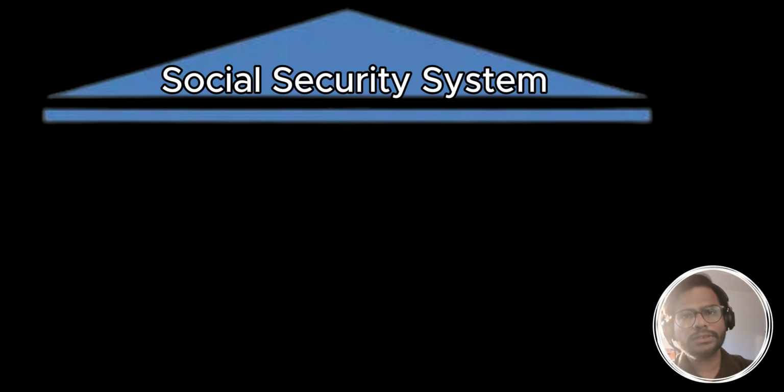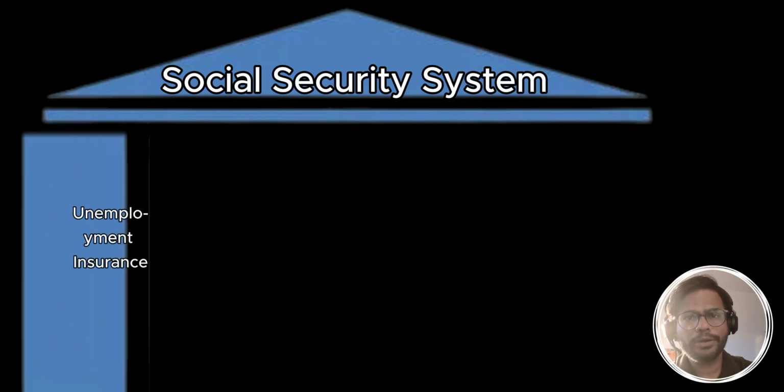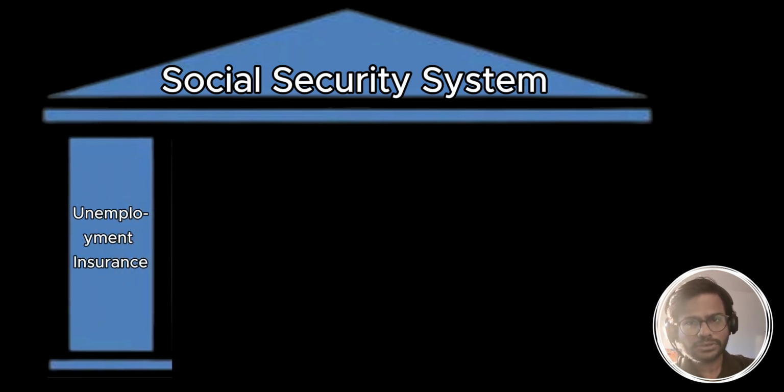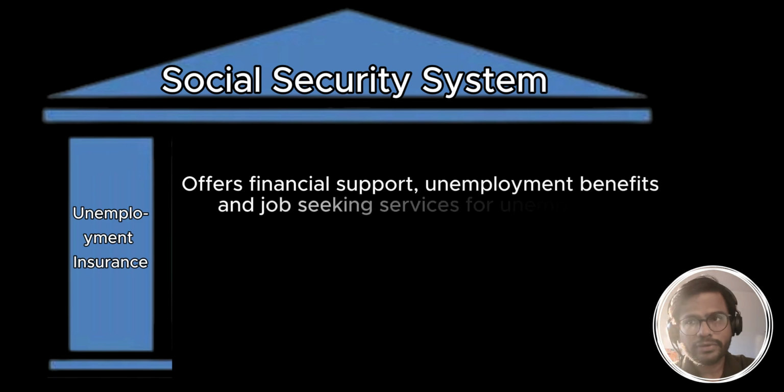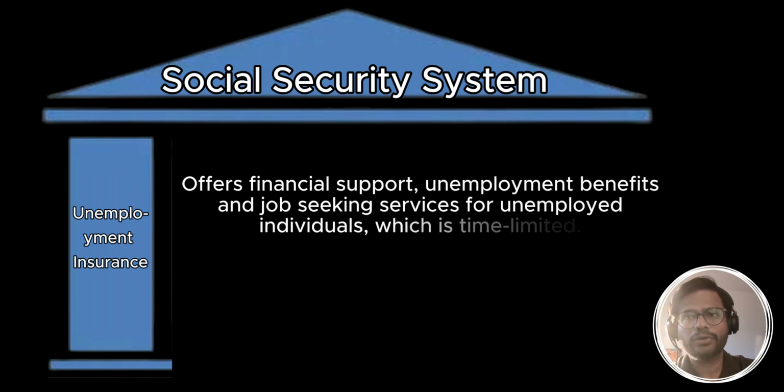So moving further, let's look at the next pillar, which is unemployment insurance. As the name suggests, this pillar will take care of you when you are unemployed. That means this will offer financial support, unemployment benefits and job seeking services for unemployed individuals, which is time limited. It's not like you can be unemployed for months and months and years and years, so that doesn't work.